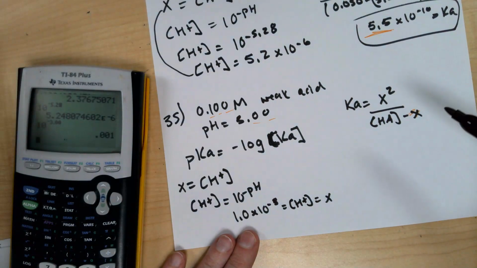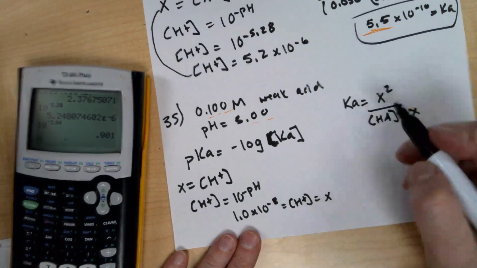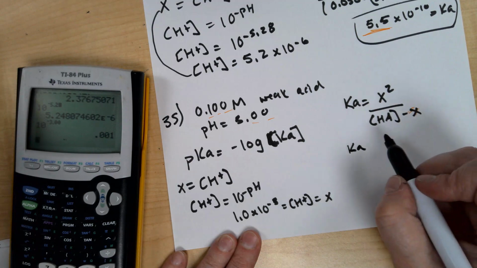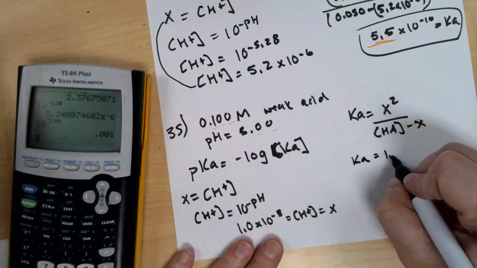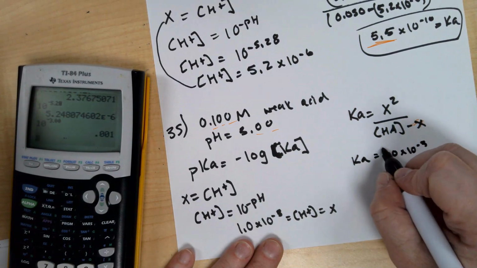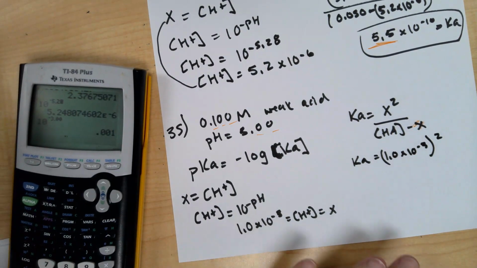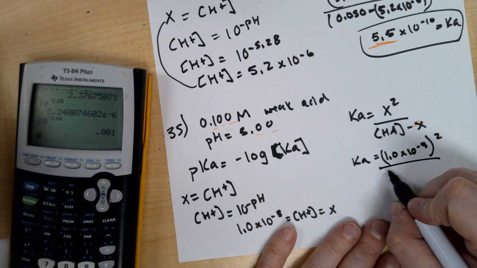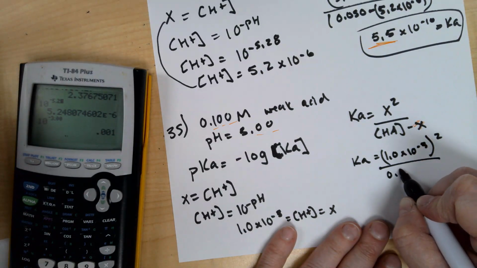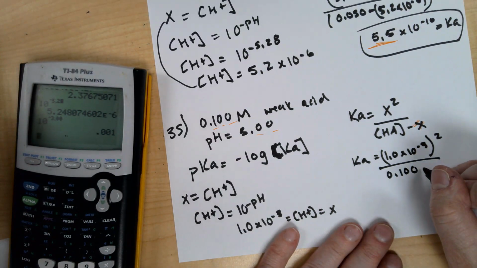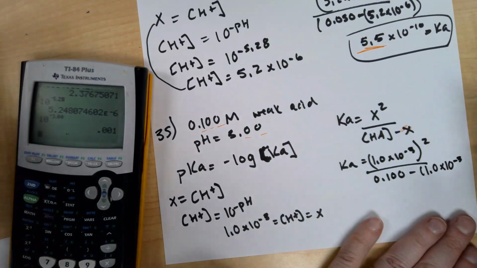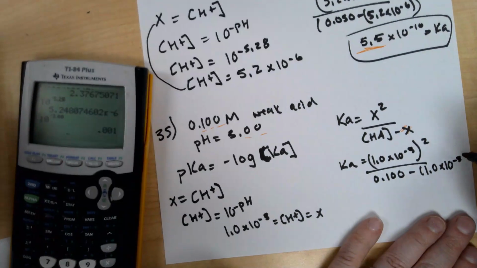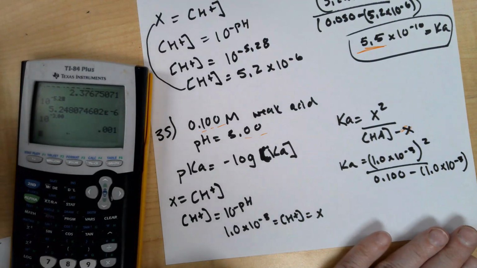So now we're going to plug that directly in here. Our Ka, and we need to get the Ka because we can't get the pKa until we get the Ka, is going to be 1.0 times 10 to the negative third squared, all divided by 0.100 minus that. That's going to be our Ka. So I'm going to pause the video real quick.